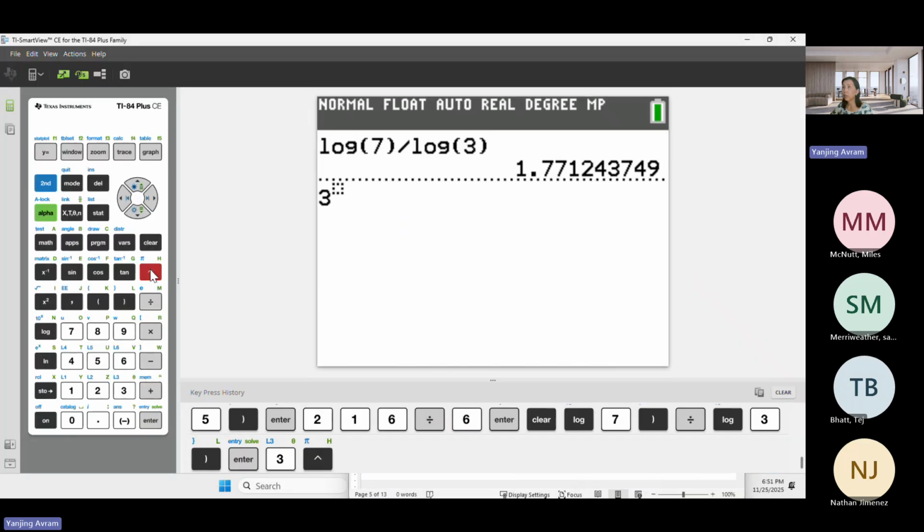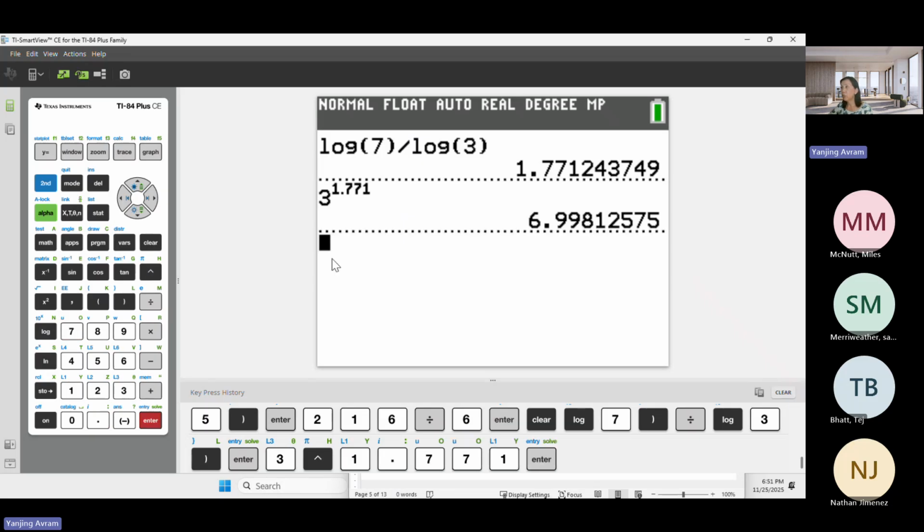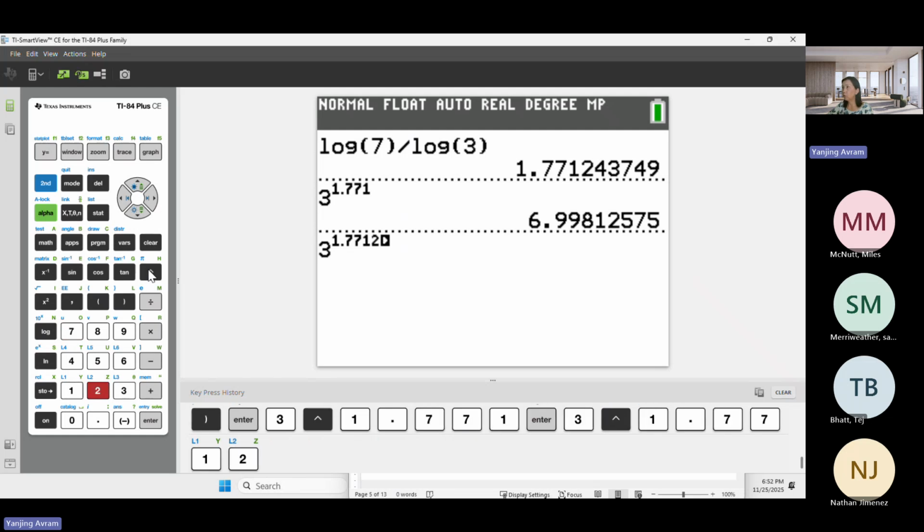3 to the 1.771 power. Oh, how much is that? Well, that's 6.998, right? So we're accurate to the thousandths here. So we have 6.99. If I use more decimal points, 1.77124749. Okay, I'm going to use all these decimal points.